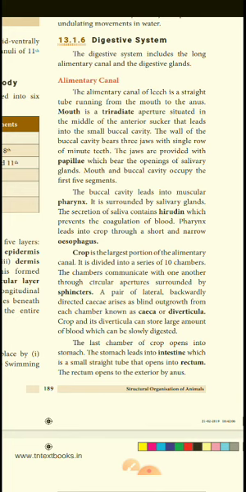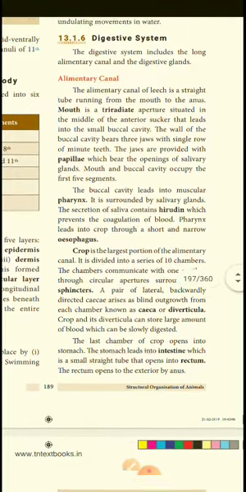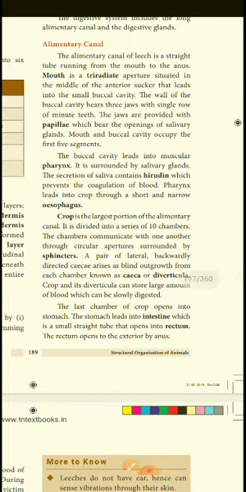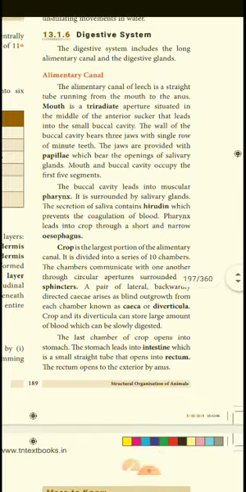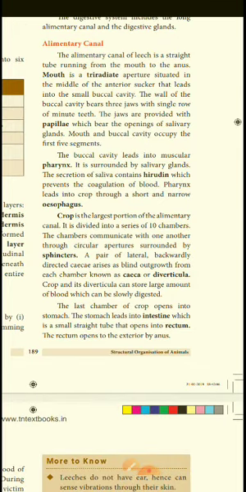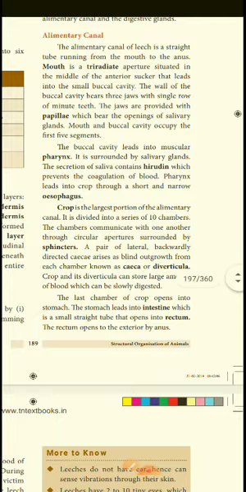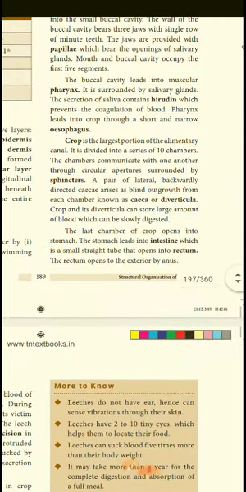The secretion of the salivary gland is hirudin. The saliva contains hirudin. Only then will it suck the blood and store it, because blood is a fluid, no? The pharynx leads into the crop through a short, narrow esophagus. The crop of the alimentary canal is divided into a series of 10 chambers. A sphincter is present. There are caeca or diverticula chambers. The stored blood can be slowly digested.